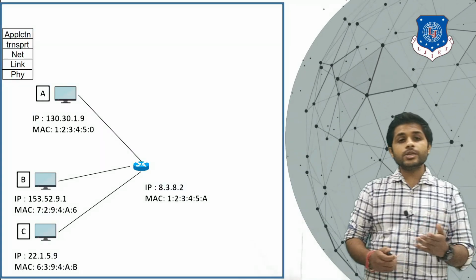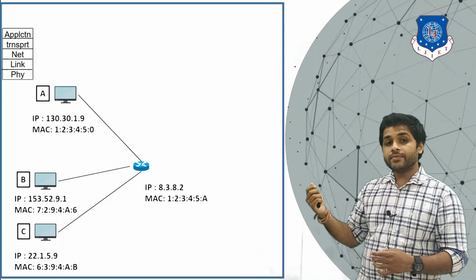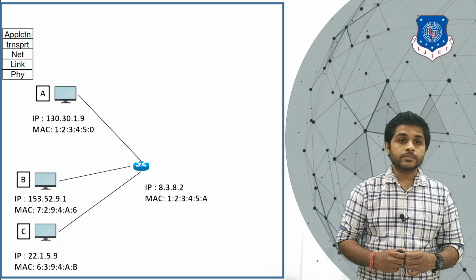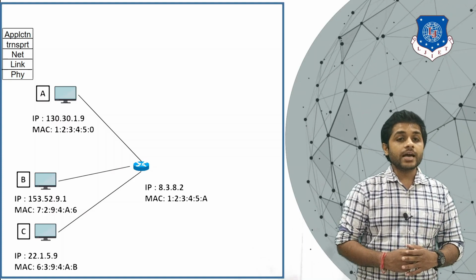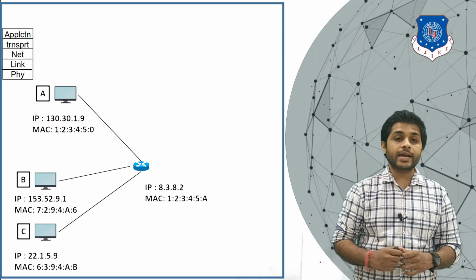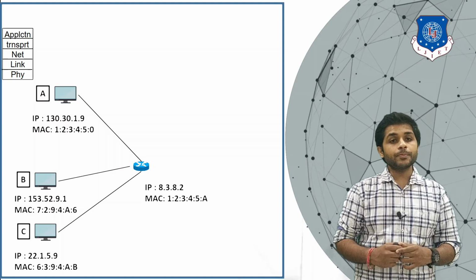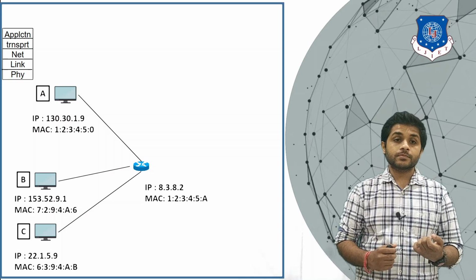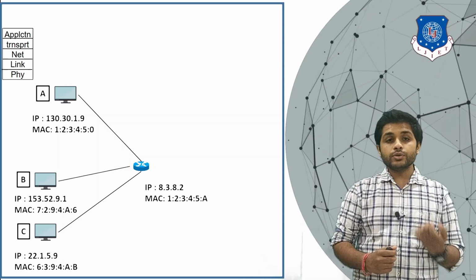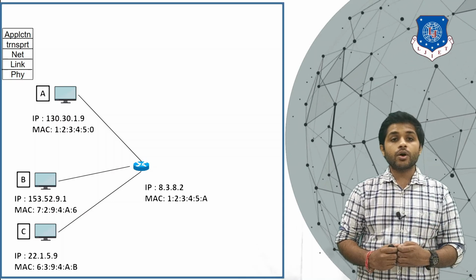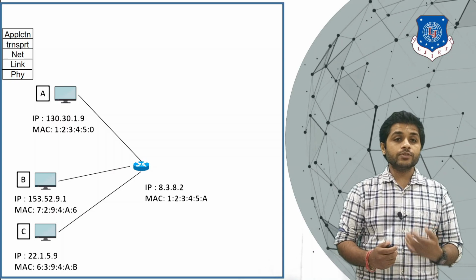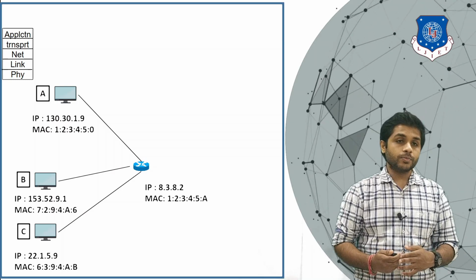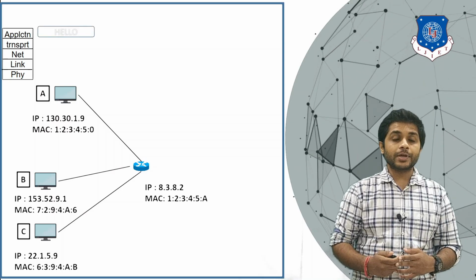As you can see on the screen, there are three devices A, B and C connected to a router. Each device has its own IP address and MAC address. Suppose device A wants to send a message to device B. In order to do so, in the application layer of device A, the message will be added. For example, A wants to say hello to B. So hello is added in the application layer.